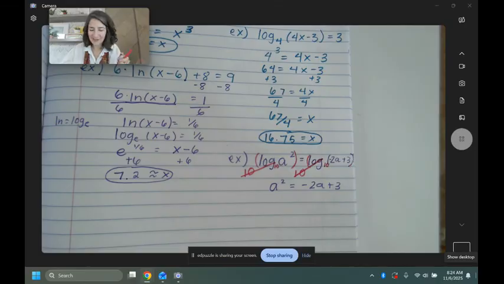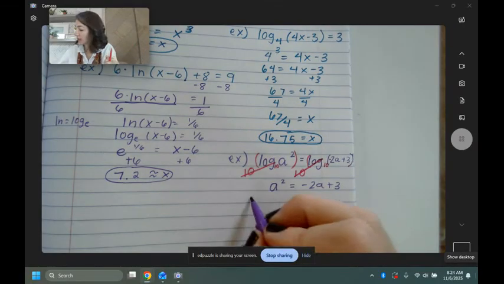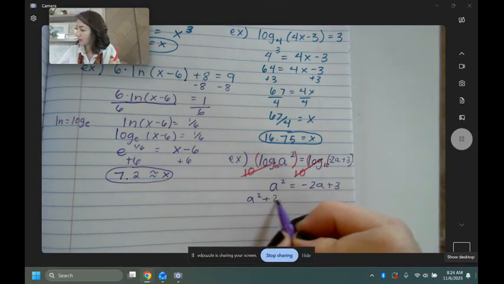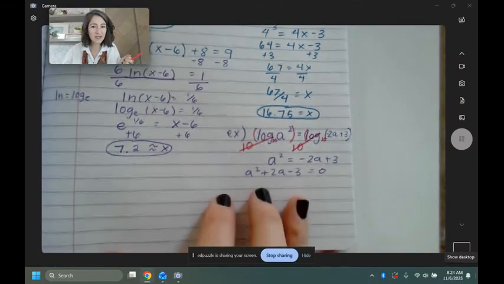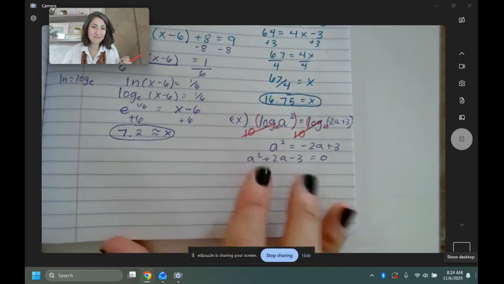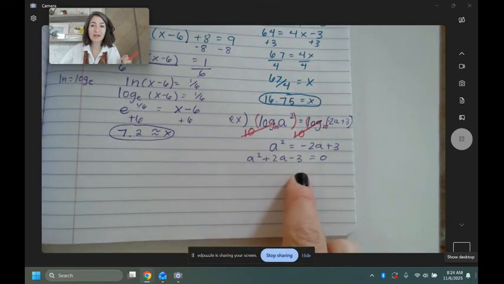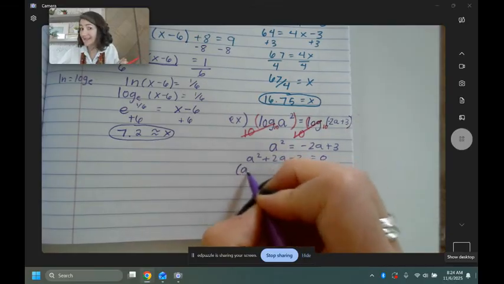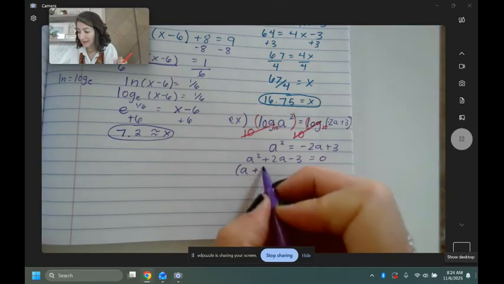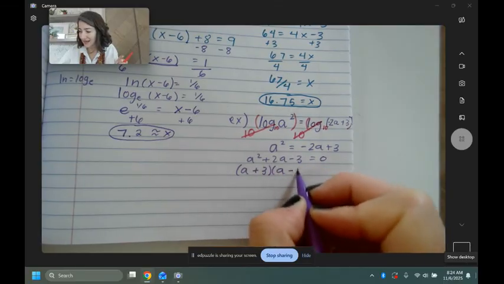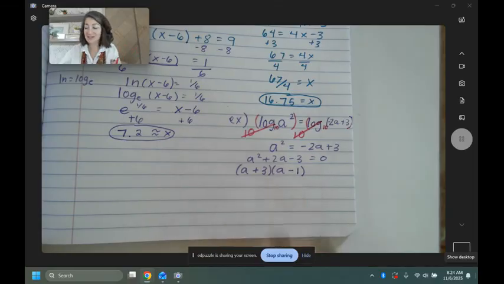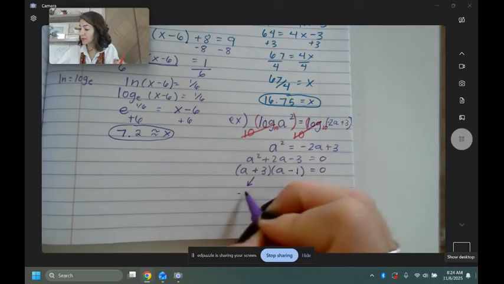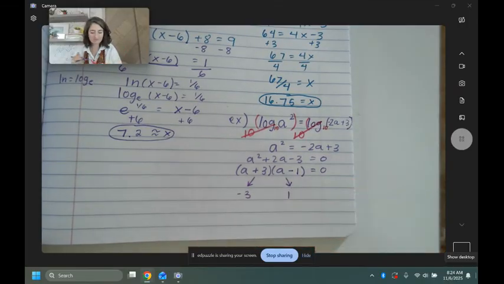Now, how to solve what's left? There's two a's. This is quadratic. So let's get everything on the same side of the equal sign: a squared plus 2a minus 3 equals 0. Can you factor this, or quadratic formula? Let's think. Is there anything that can multiply to negative 3 and add to 2? Yes. Positive 3 and negative 1. These two multiply to negative 3 and they add to positive 2. So my solutions would be negative 3 and 1.